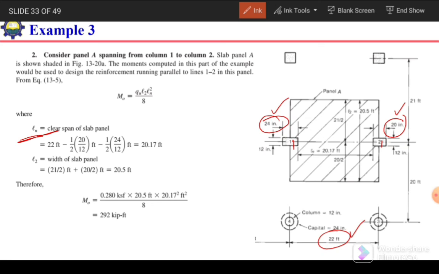So here the clear span ln is 22 feet minus half of 20 inches, converted into feet by dividing it by 12, and similarly minus 1 by 2 times this 24 inches for column 1. So we need to subtract half of this column width and half of this column width from this 22 feet to get this clear span ln. So the clear span will become 20.17 feet.